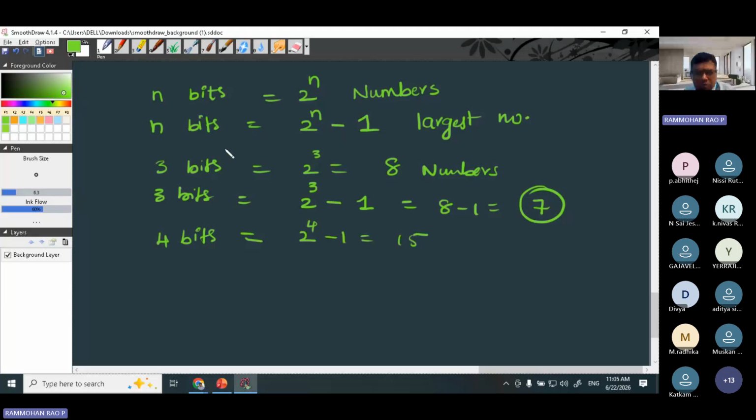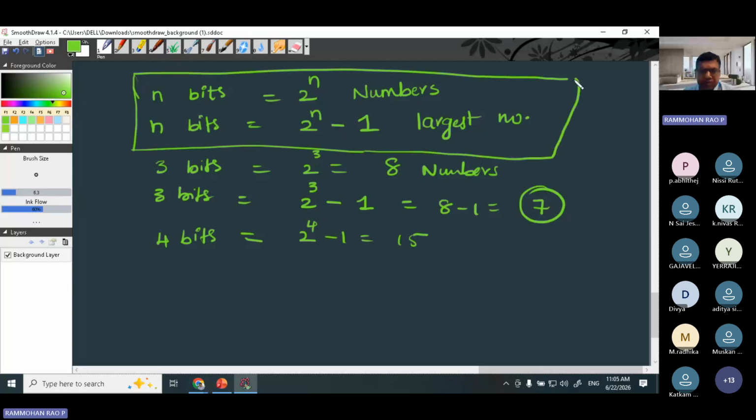So remember these two things. With n bits, how many different numbers can be represented? The answer is 2 power n. And what is the biggest number that can be represented? The answer is 2 power n minus 1. This is a very, very important formula, which is very useful down the line in your programming journey.